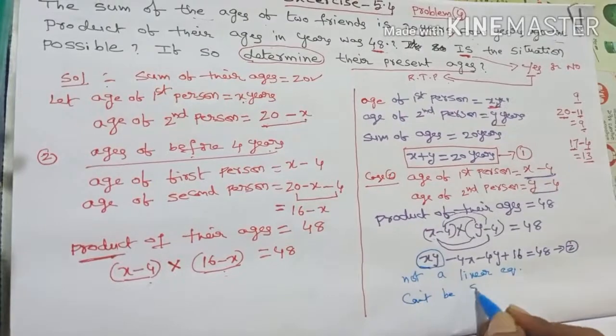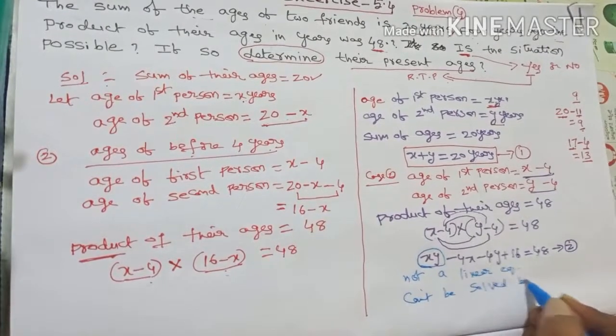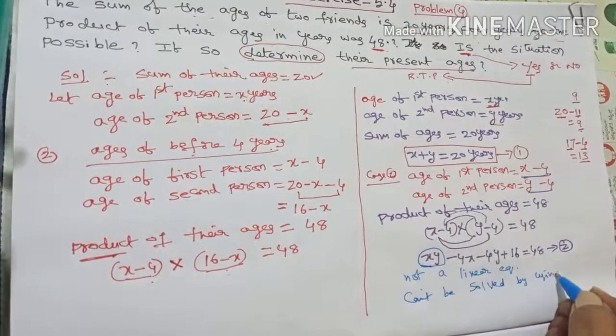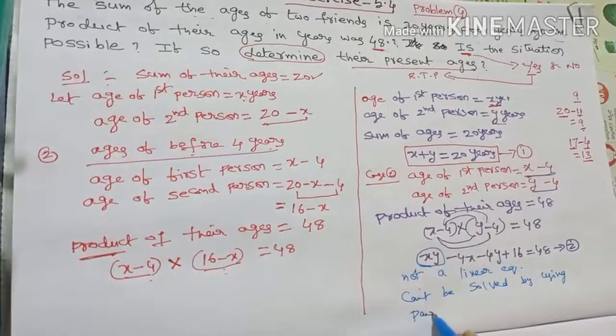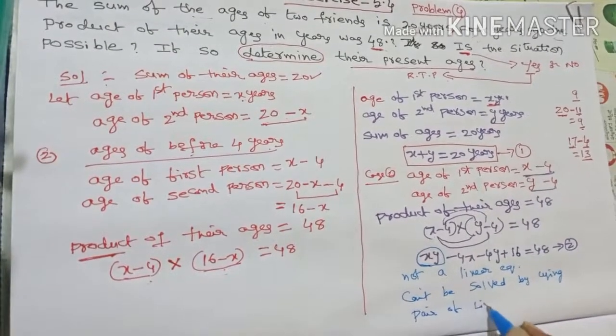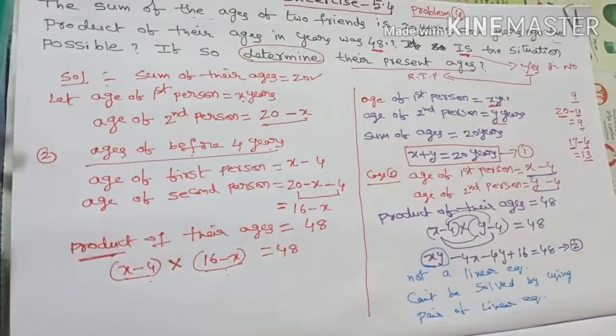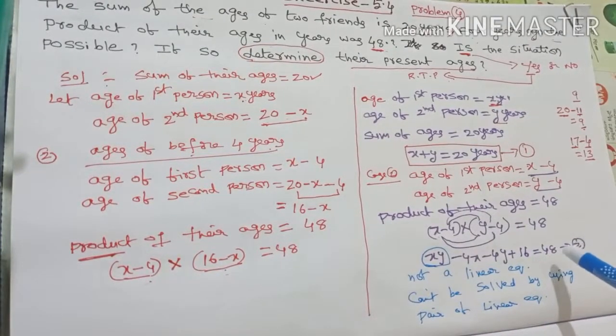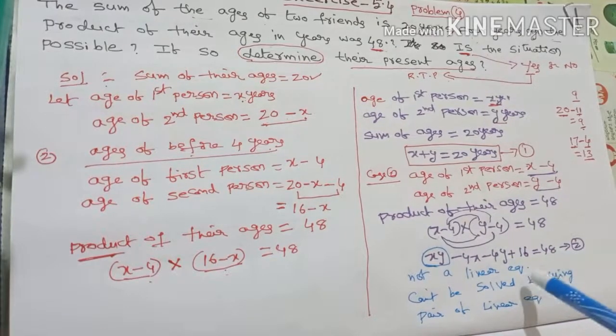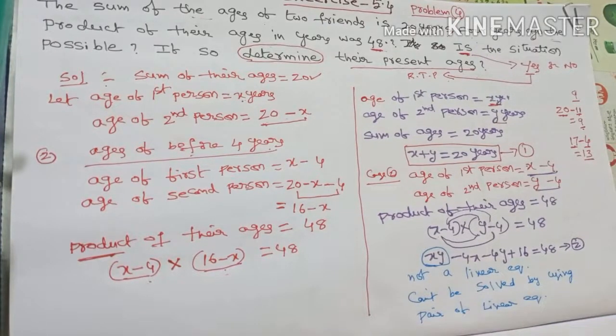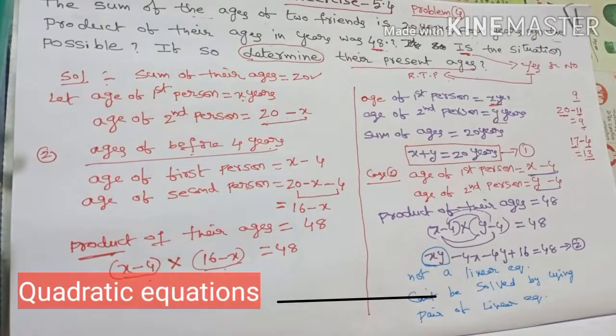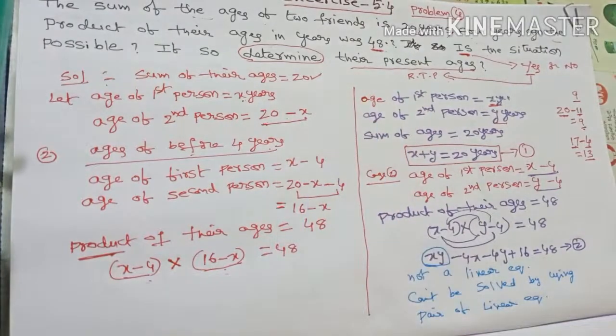It cannot be solved by using a pair of linear equations, isn't it? There, whenever you don't get the second linear equation, you have to understand this problem is not meant for pair of linear equations. This chapter is meant for quadratic equations. So quadratic equations means you have to take only one variable. That's why I explain these two methods simultaneously.